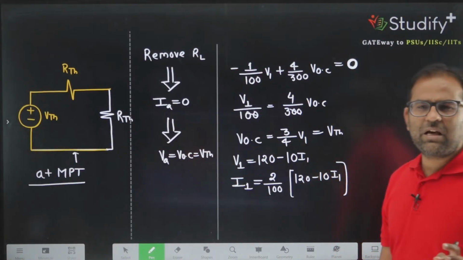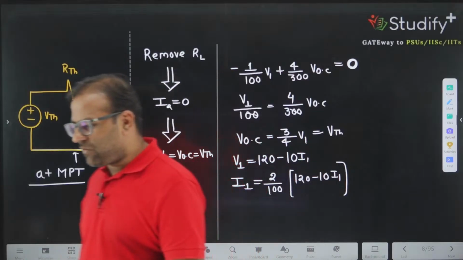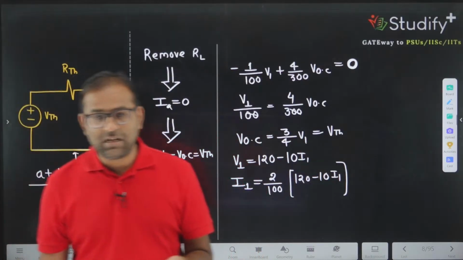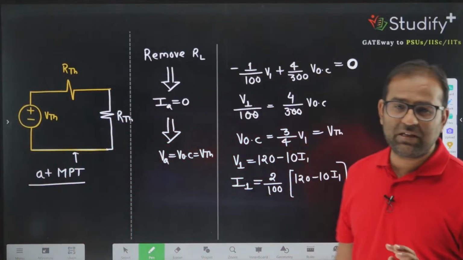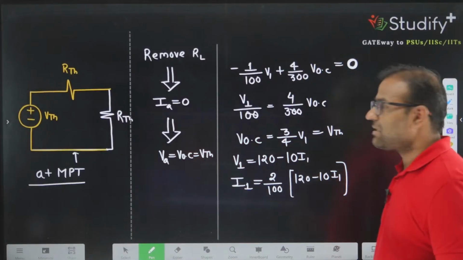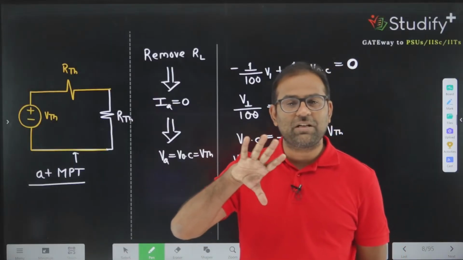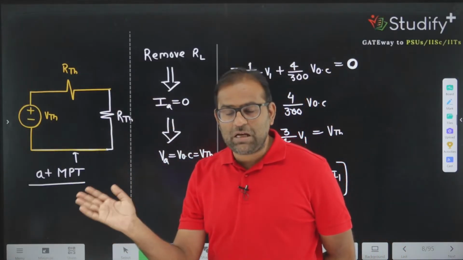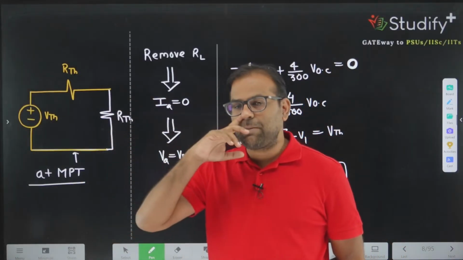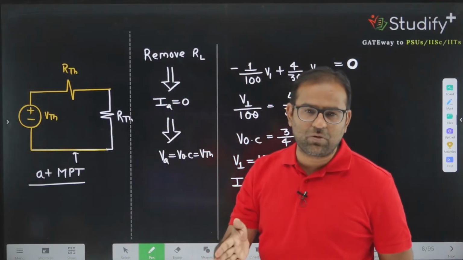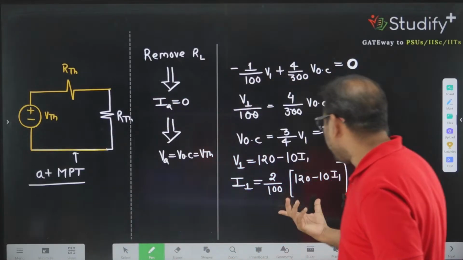Although they are not asking this, they are just asking the RTH, which is very simple to calculate. What is the idea of calculating the RTH? Remove the load, connect a test source, and make all independent sources equal to 0. Easy calculation, but we can calculate both.